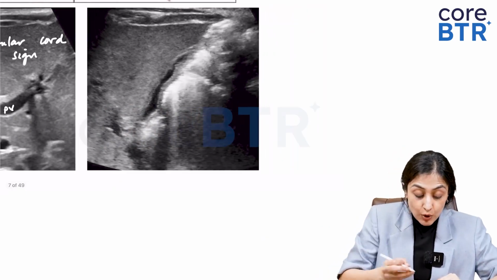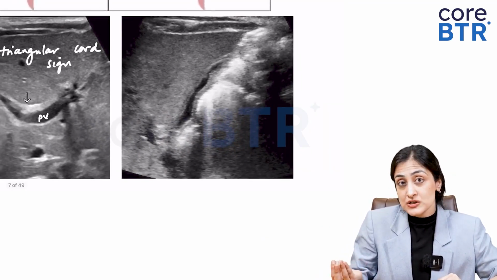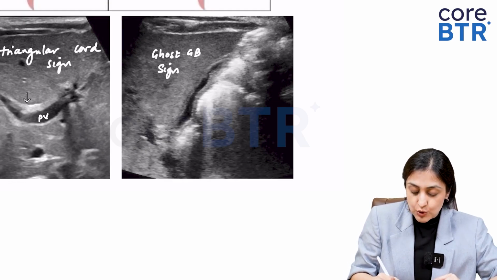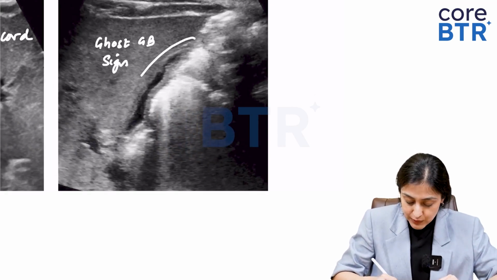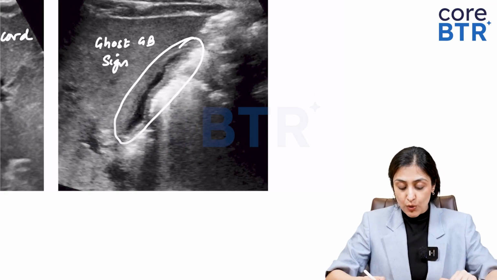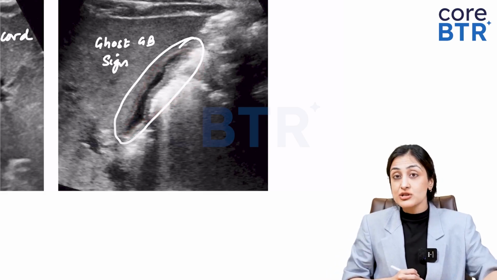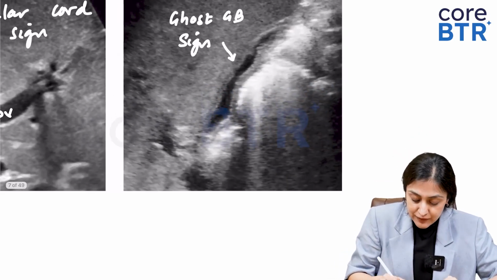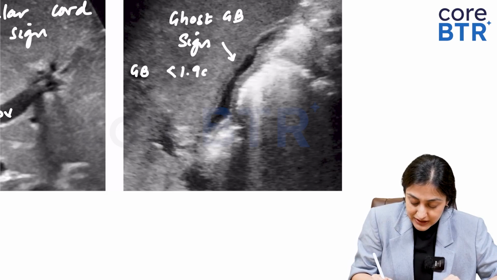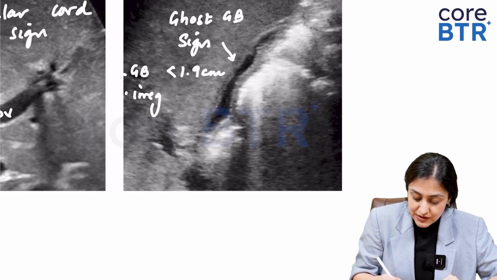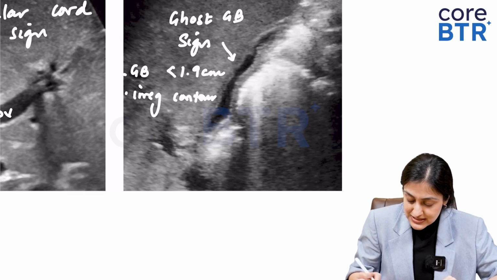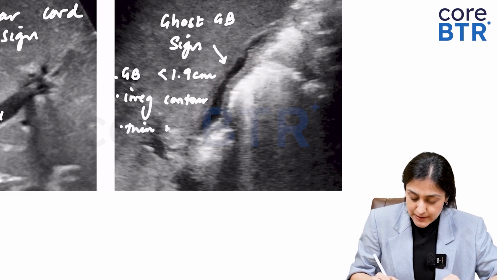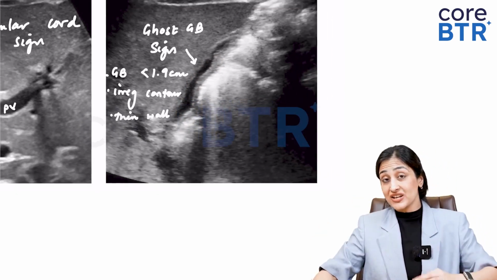Second, when I look at the gallbladder, it was supposed to be dilated because it was fasting, but I do not see a dilated GB. I see something like a ghost GB sign. Look at the gallbladder, it is atretic and small. Normally, this is how big the GB should have been. This is the ghost GB sign. It's a triad where the GB is atretic, less than 1.9 centimeters, and has a very irregular contour. You can see the lumen is very irregular, and we see a very thin wall. It's essentially just saying that the GB is very small.